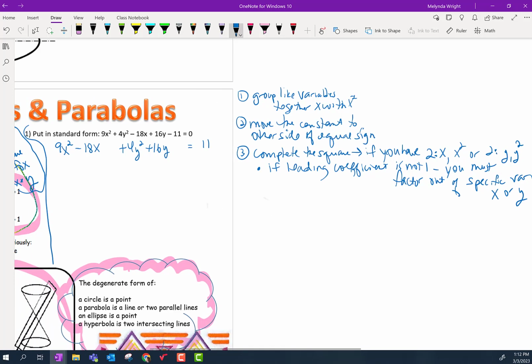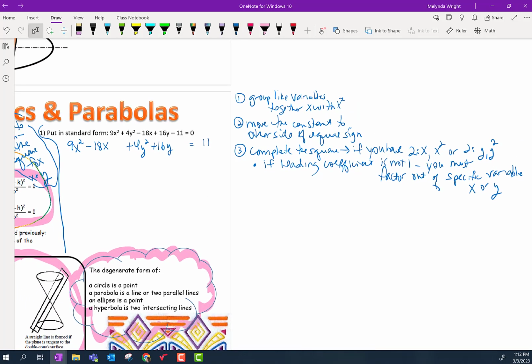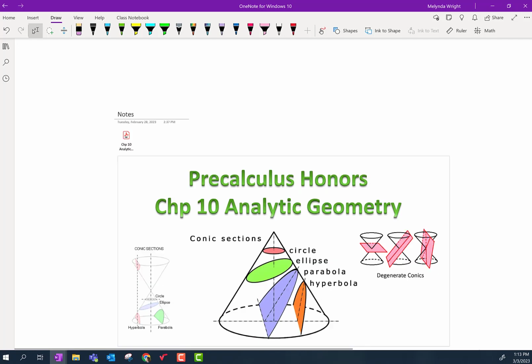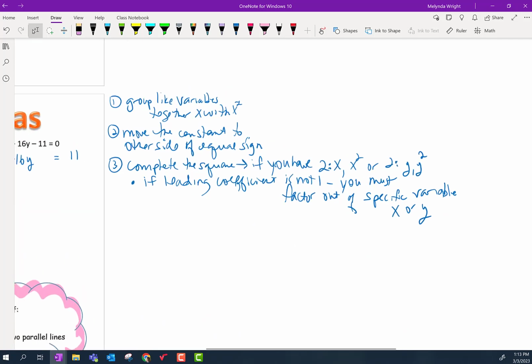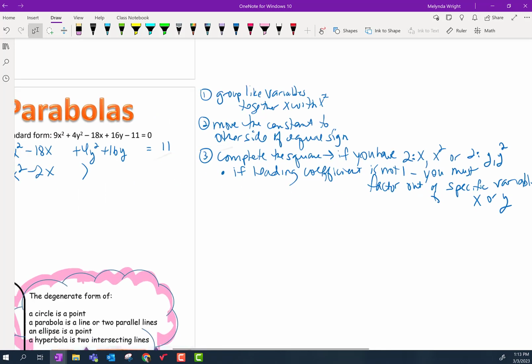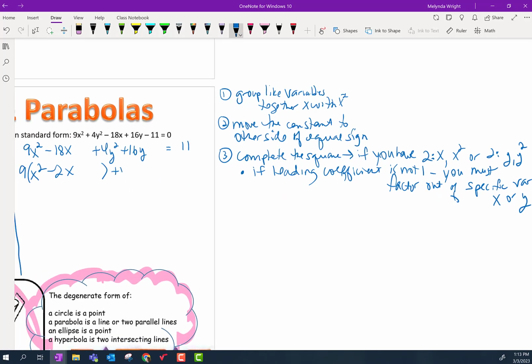So we've got that going on, so let's practice it. I've got a 9 right here. I'd factor the 9 out. That leaves me, factoring is dividing, remember, 18 divided by 9 is 2. And then I leave a space right there. If you recall from last year. Do we all have our steps complete? Okay, so then we factor a 4 out. And that gives me y squared plus 4y. Leave a space and make it 11.